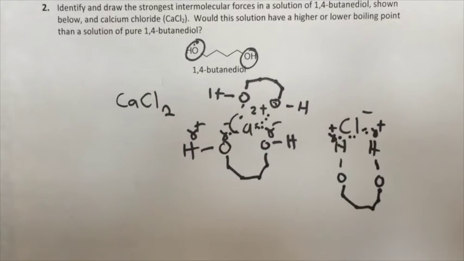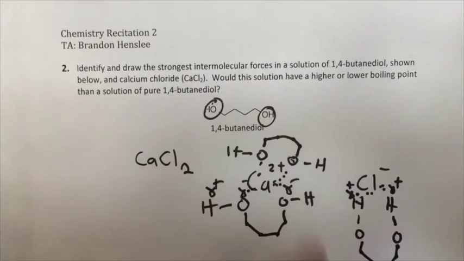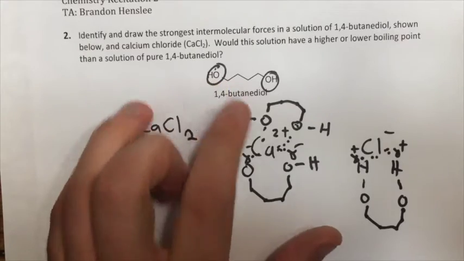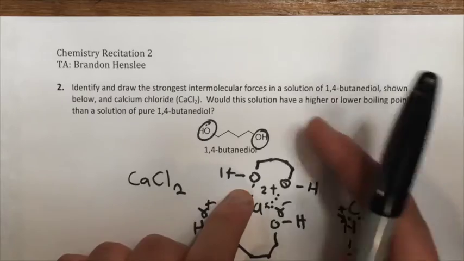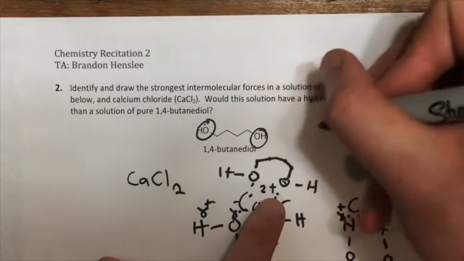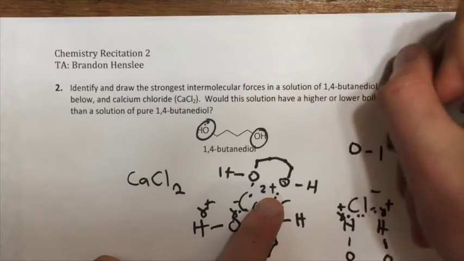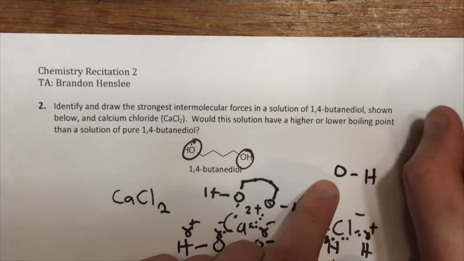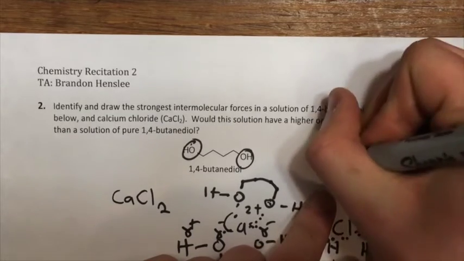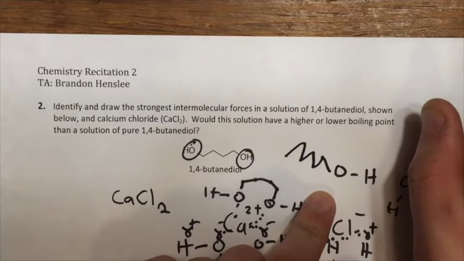And now it asks, will the solution have a higher or lower boiling point than a solution of pure 1,4-butane-diol? Essentially, it wants to know whether a solution of pure butane-diol would have higher intermolecular forces than this mixture of the compound with the ion calcium chloride. If we just had a solution of this, you would have hydrogen bonds form between OH groups. One OH group on one molecule would form a hydrogen bond with an OH group on another molecule, and we would have carbons behind both of these.